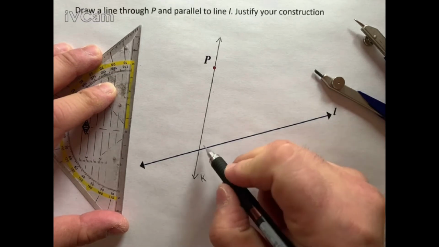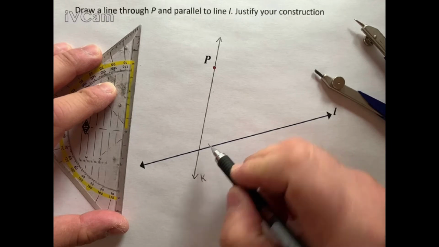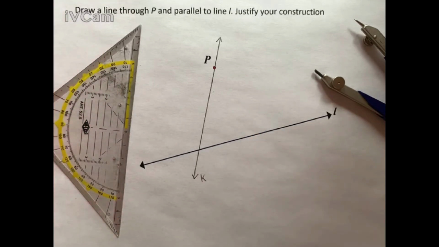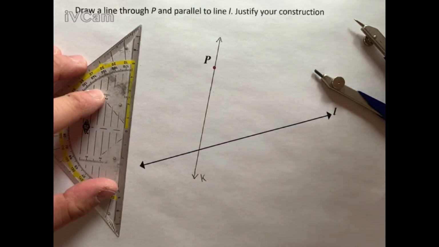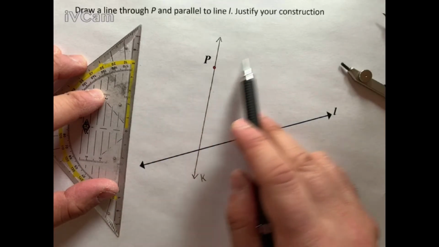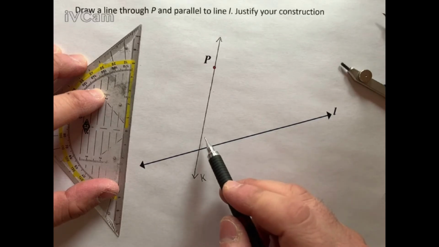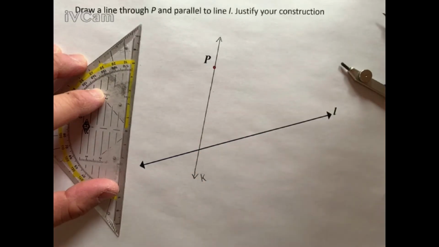Now notice that the angle here is acute, but again, this is up to you. You can actually pick any angle you like. Okay, so the idea here is to draw another line that is parallel to L by using the theorem of corresponding angles. So let's do that. In order to do this, we need to copy this angle over here to P.